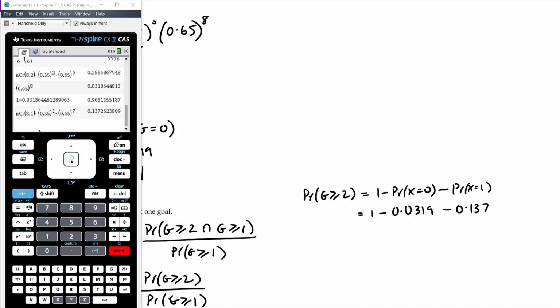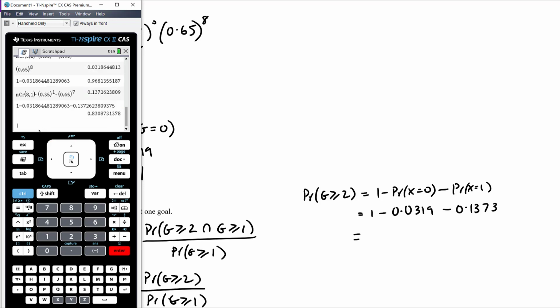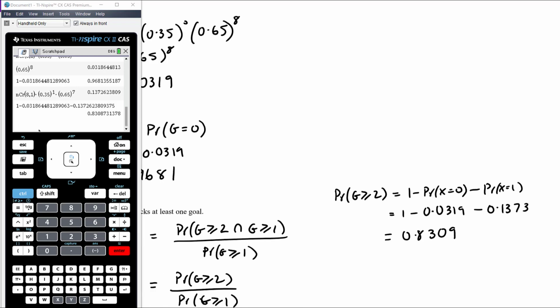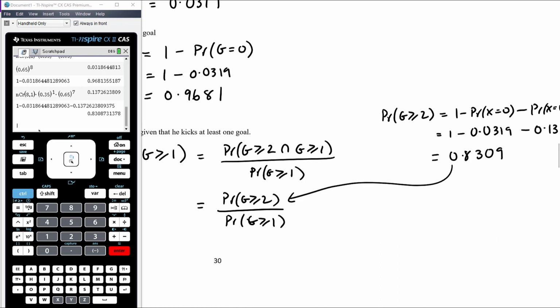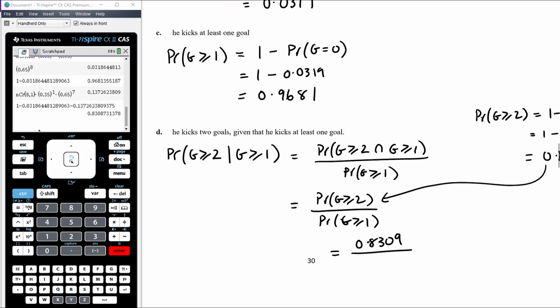So 0.1373. Again, I'm not going to use rounded values. I'm going to do 1 minus this nice exact answer up here minus this answer here, which is 0.8309. So that is the probability of getting at least 2 goals. So it's 0.8309 over the probability of getting at least 1 goal, which we calculated in the previous part, which was 0.9681.